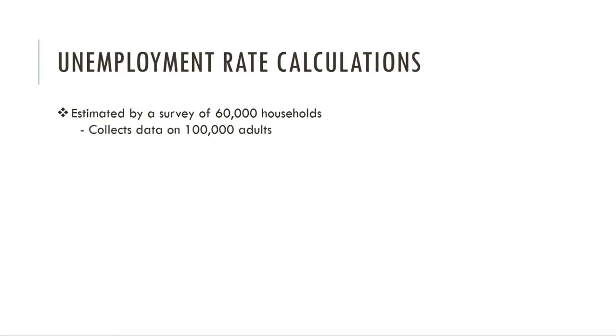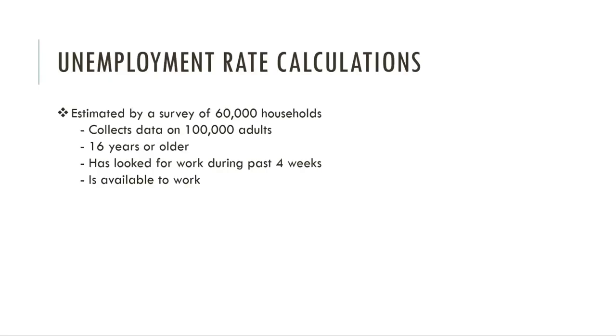It collects data on about 100,000 adults, because while looking at 60,000 households, there are going to be more than one adult per household in a lot of those cases. It asks for people who are 16 years of age or older. So are you or anyone in your house 16 years or older? Have you or anyone in your household looked for work during the past 4 weeks? Are you available to accept a job? And if you answer yes to all of these 3 questions, then you are counted as unemployed.